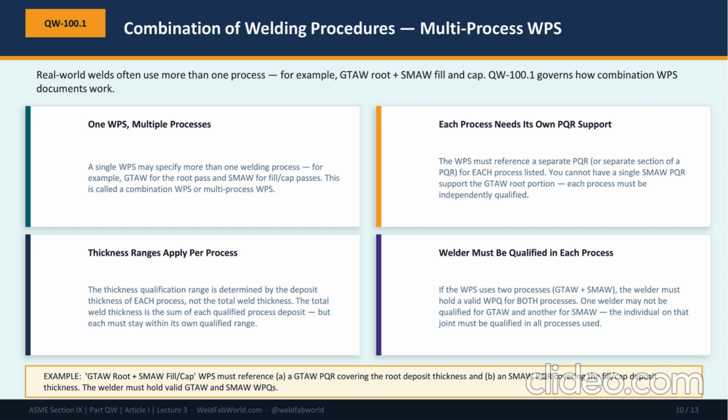The example at the bottom of the slide puts it all together. A GTAW root plus SMAW fill and cap WPS must reference a GTAW PQR covering the root deposit thickness, and an SMAW PQR covering the fill and cap deposit thickness. The assigned welder must hold valid GTAW and SMAW WPQs, both current, both with continuity maintained.